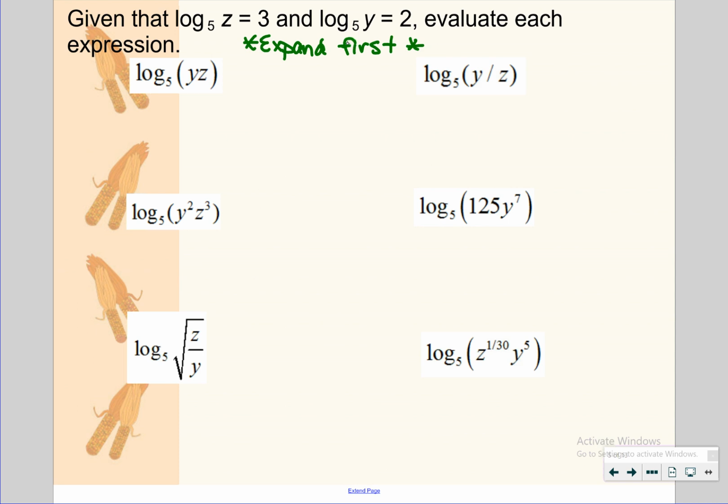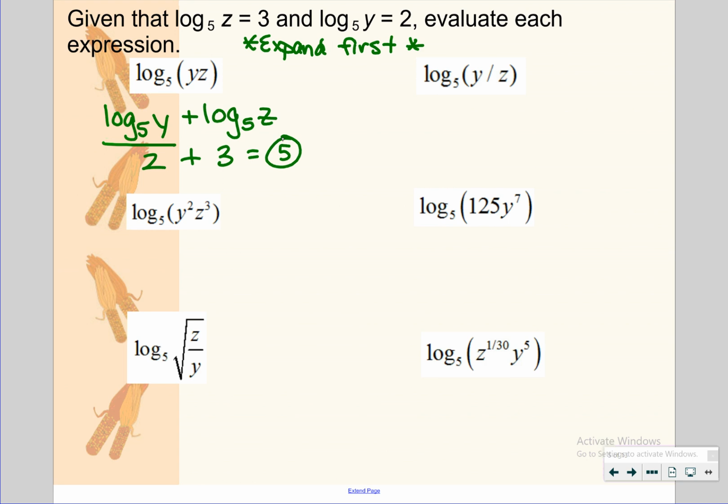I have multiplication inside my log. Multiplication turns into what if I expand it? Addition. Okay, so I can change this to log base 5 of y plus log base 5 of z. And I have no more multiplication, division, or powers to bring down, so I'm expanded completely. Now we use the given information. Log base 5 of y is what? 2. And log base 5 of z is 3, and my answer is 5. Make sense? Okay, so let's do the next one.